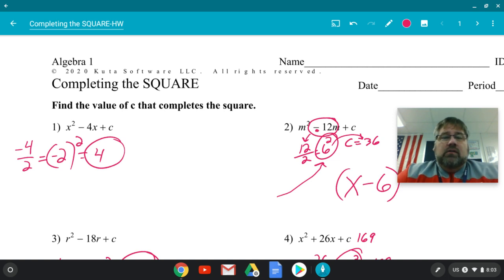Good morning, students. We are going to continue our work on completing the square today, and I am looking to blow your minds. That's right. I'm going to blow your mind today. At least I hope to.